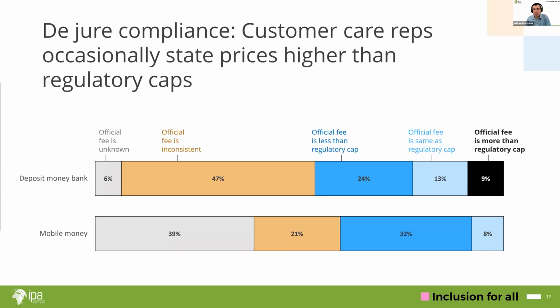So as I mentioned, de jure compliance is generally fairly good, though deposit money bank customer care representatives stated fees higher than regulatory caps in 9% of cases. Mobile money representatives never stated fees in excess of the caps. Really, the larger issue here is the unavailability and inconsistency of price information from customer care, which I discussed earlier in the section on pricing transparency.